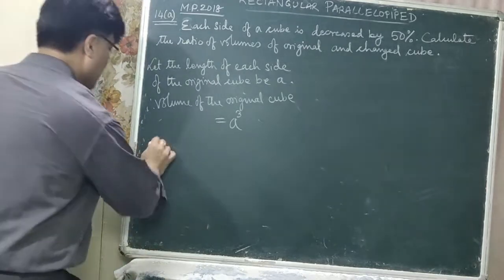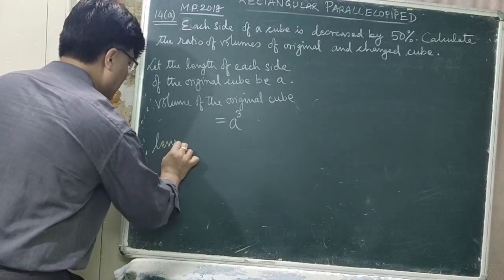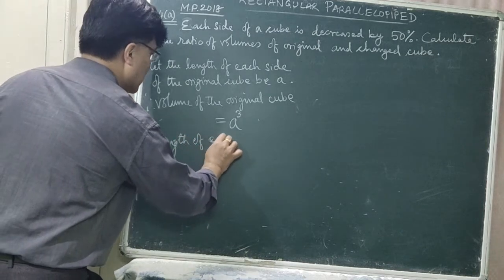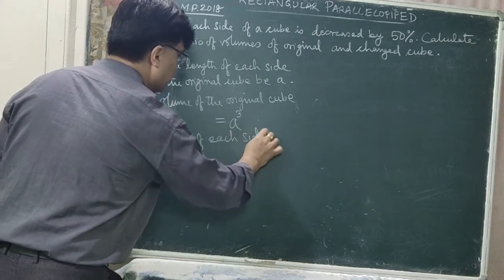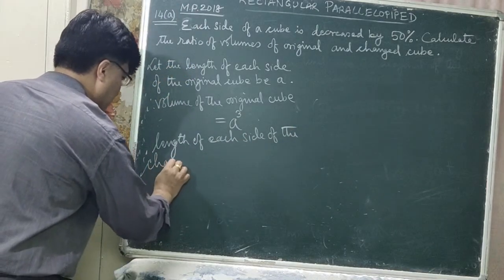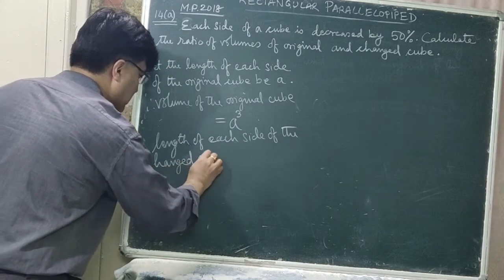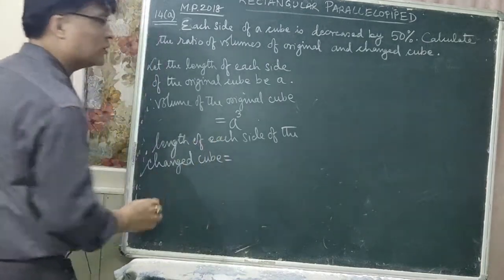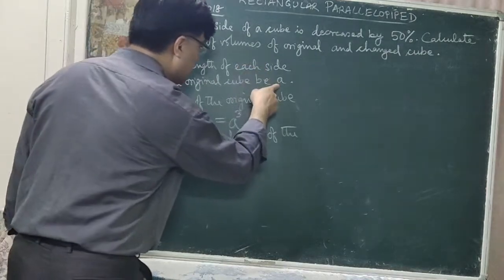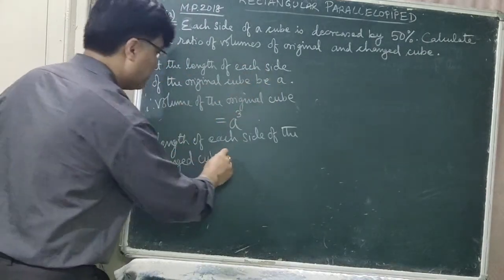Length we find. So therefore length of each side of the changed cube is equal to original length. Original length of each edge of the original cube is a.